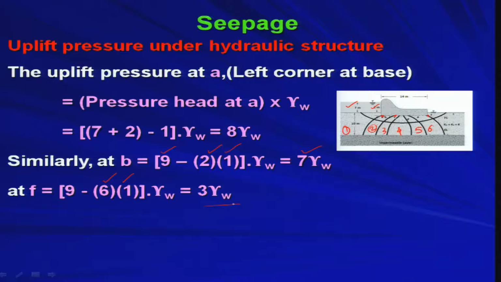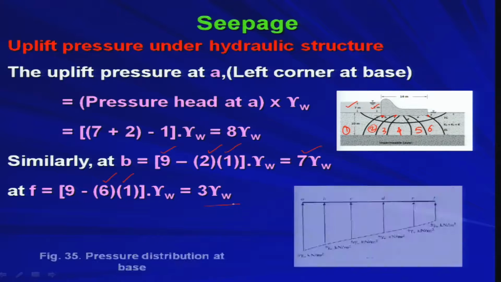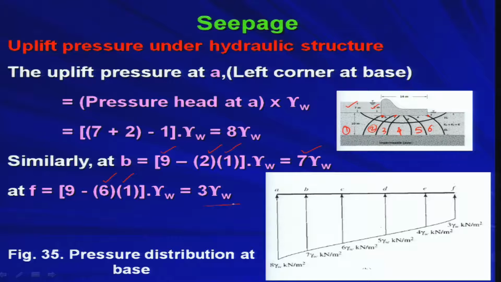I hope that you have understood the concept, right. So, therefore, you can draw the pressure distribution at the base, that is the uplift pressure distribution at the base. That means at point A you are getting 8 gamma W kilonewton per meter square, at point B you are getting 7 gamma W, at point C you are getting 6 gamma W, at point D you are getting 5 gamma W, at point E you are getting 4 gamma W, and at the last point, that is F, you are getting 3 gamma W. Okay. So, this is the uplift pressure distribution.